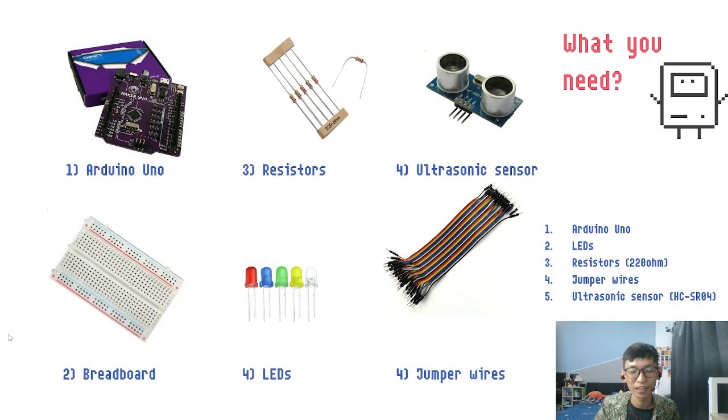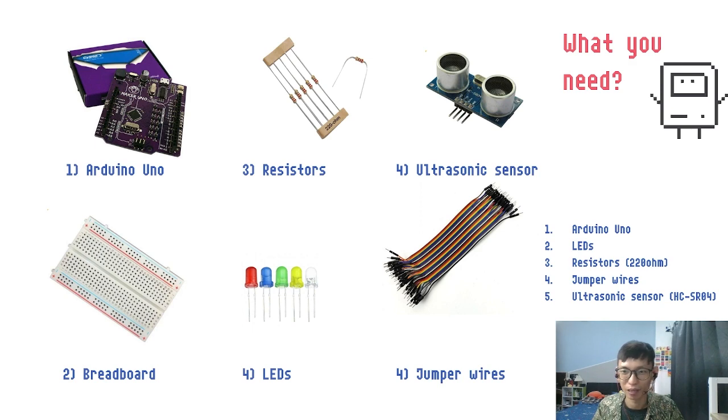For those who would like to purchase the whole set, you can get the Arduino Uno, some resistors. My favorite will be 1 kilo ohm or 220 ohm at least, okay? And an ultrasonic sensor would be necessary for our next lesson. And then we need a breadboard, some LEDs of your favorite color, and jumper wires. Okay, I put down the list over here.